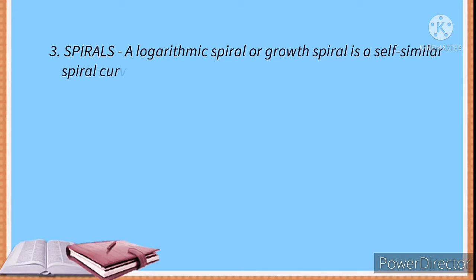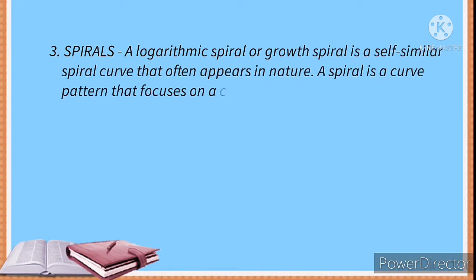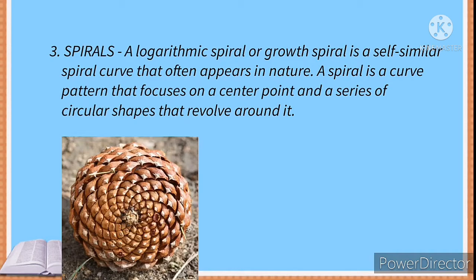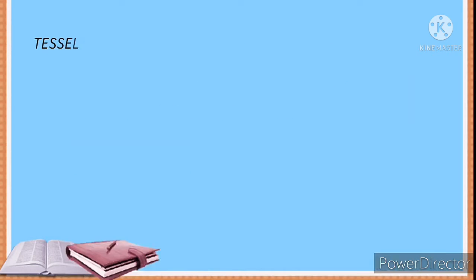A logarithmic spiral or growth spiral is a self-similar spiral curve that often appears in nature. A spiral is a curve pattern that focuses on a center point and a series of circular shapes that revolve around it. For example, spirals in pine cones and millipedes.